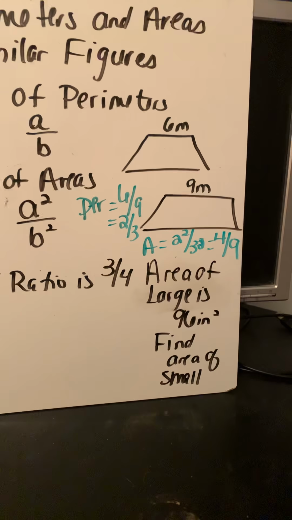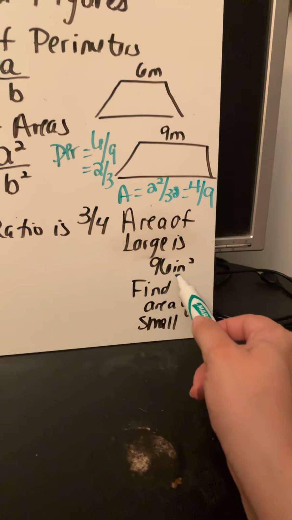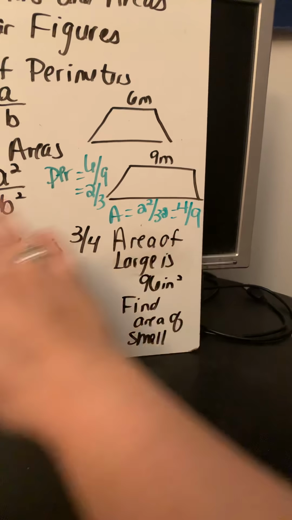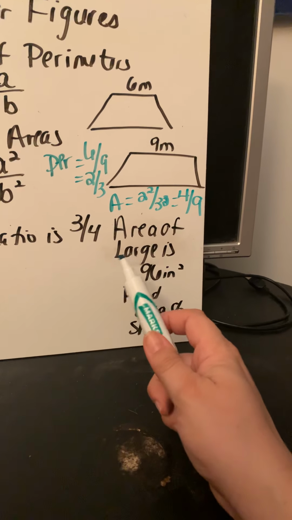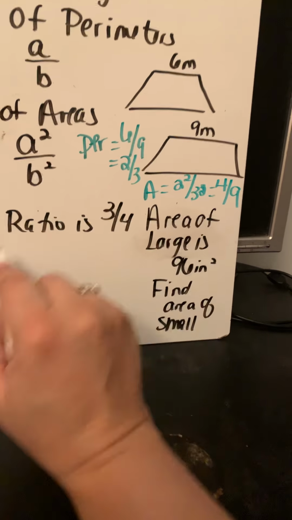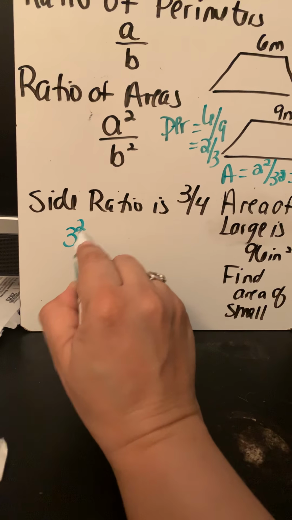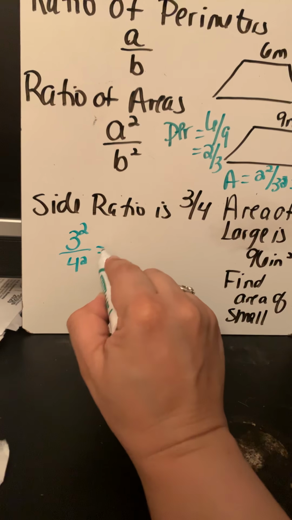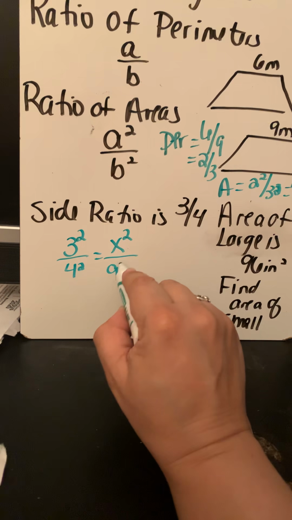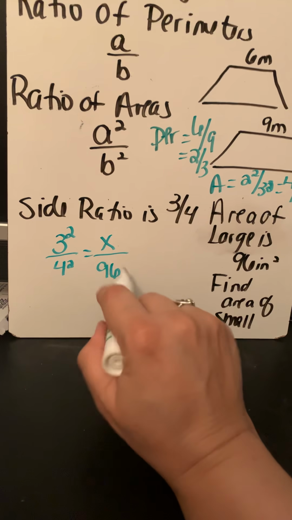Pretty simple. When you get down to problems where they give you the ratios, and they give you the area of one of the triangles, you need to find the area of the smaller triangle, or whatever this figure is. So if your ratio is 3:4, the area of the large is 96, find the area of the small. So for area, if this is just your perimeter ratio, your area would be 3 squared over 4 squared equals the small area over the large area. And that's already, sorry, I don't need that squared there. That's already solved for you.